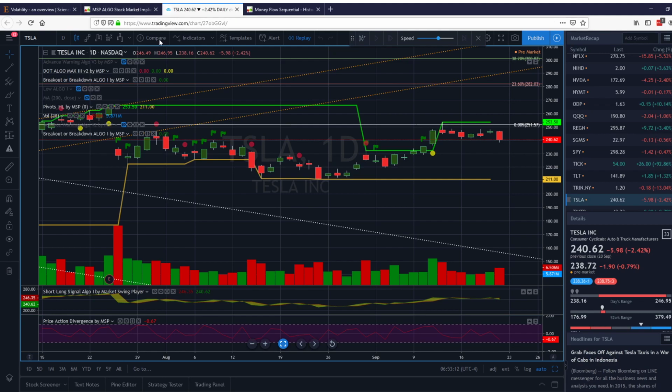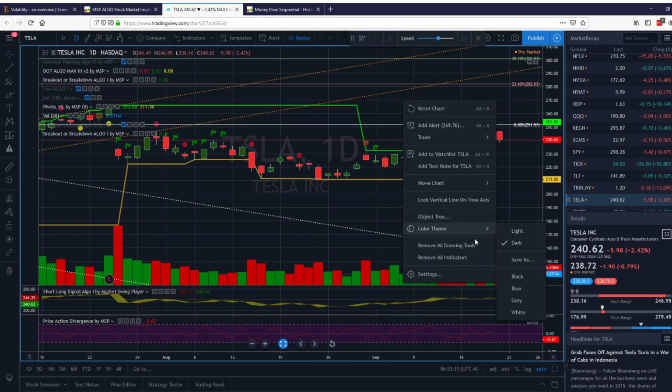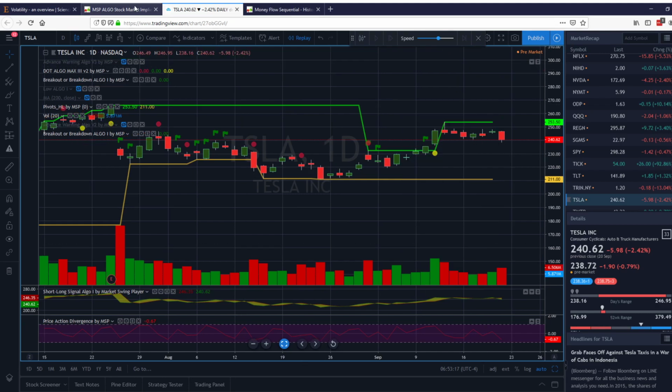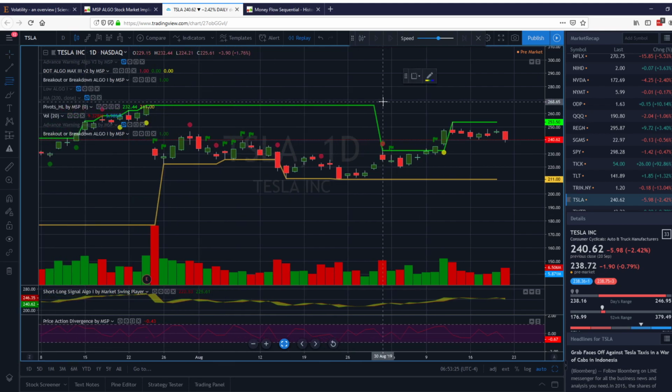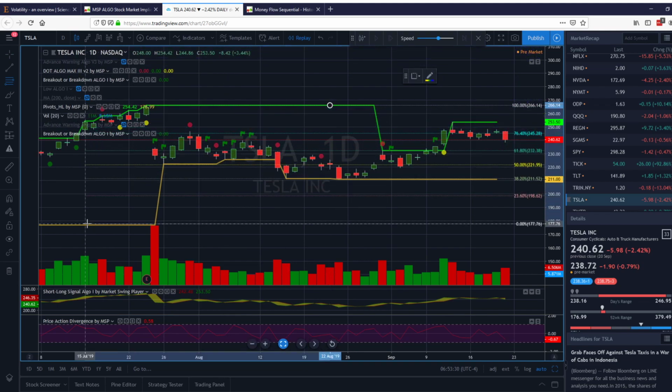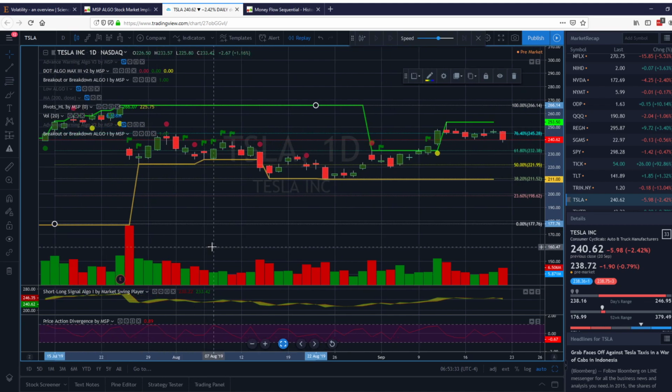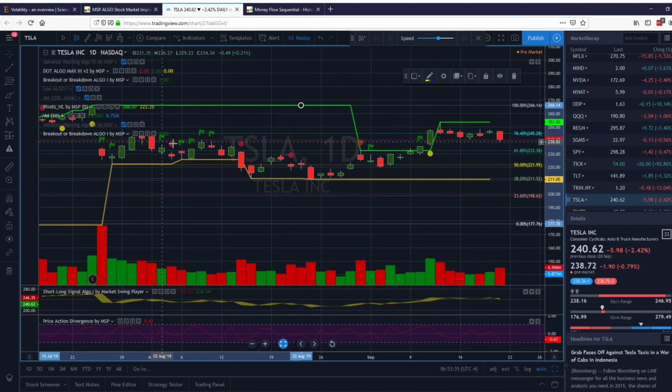Alright, so let's look for some alerts. Let's delete all the drawing tools. Set a Fibonacci extension, so it's easy to trace price action. This stock looks like it was in chop land, right? Really choppy, meaning it seems like it's going sideways more than up or down. Let's see if MSP Algo implied volatility gauge can help us make money in chop. So this is a great example.